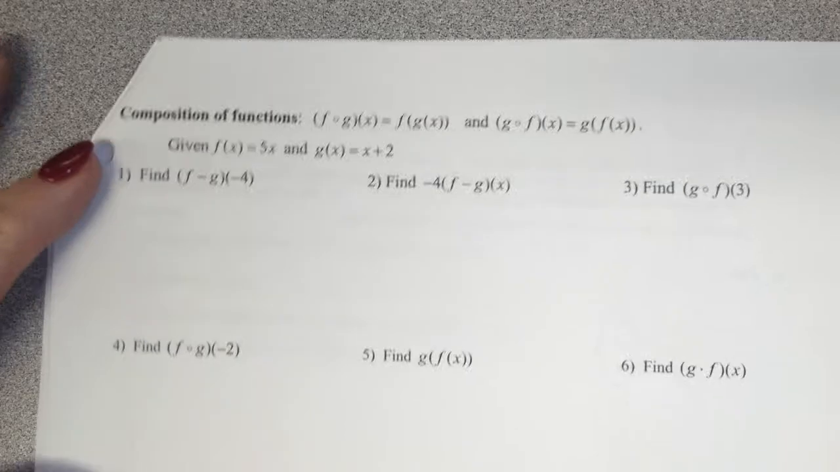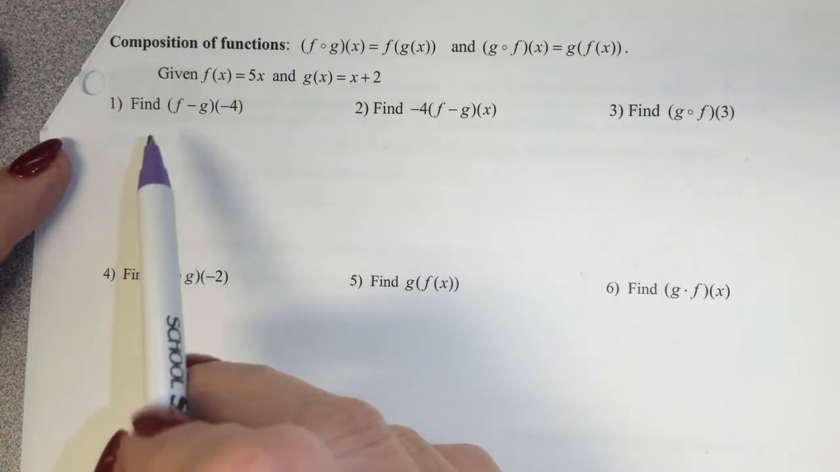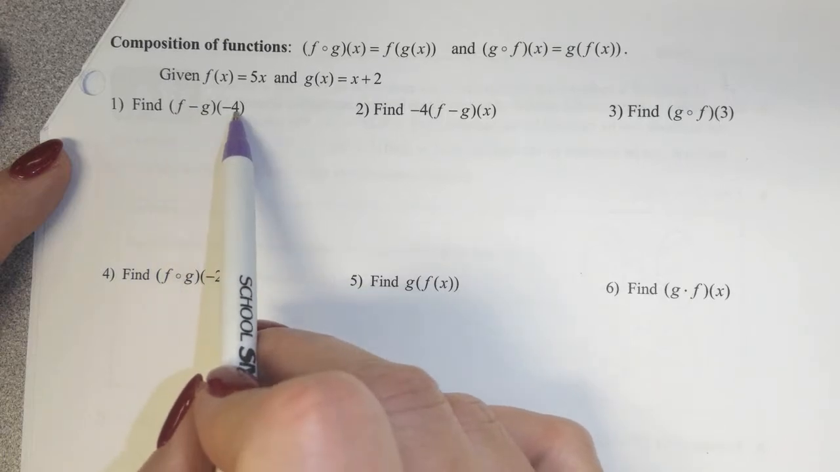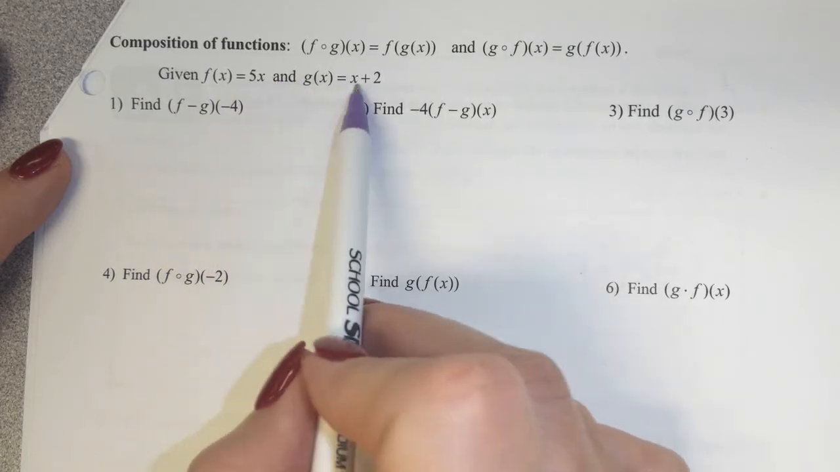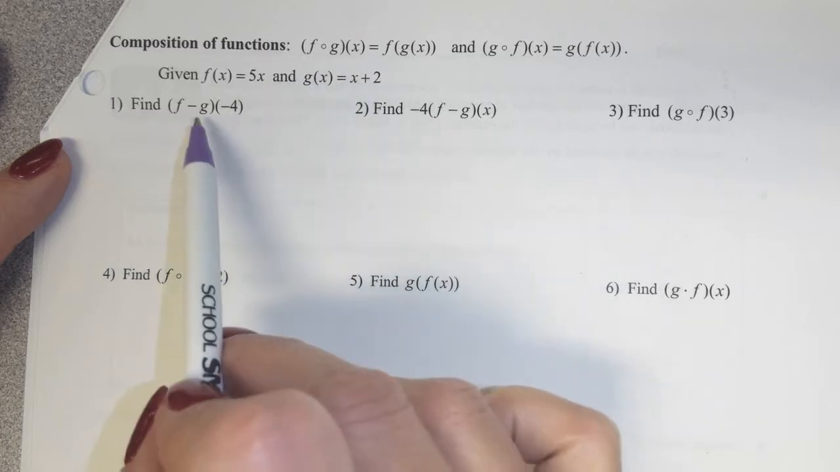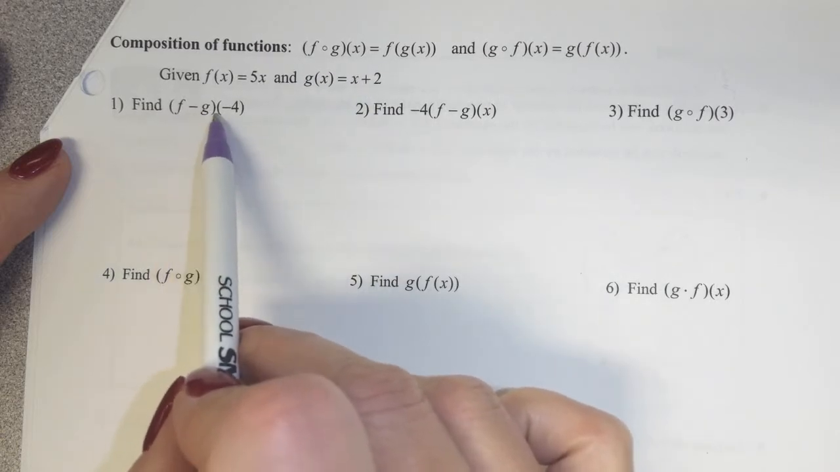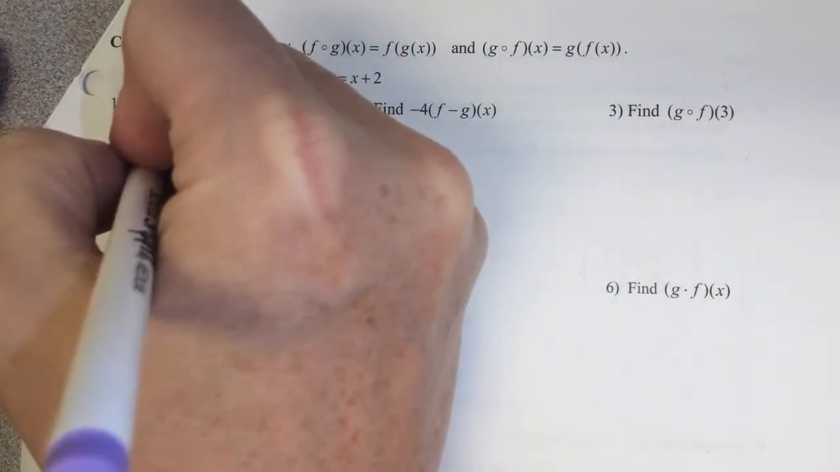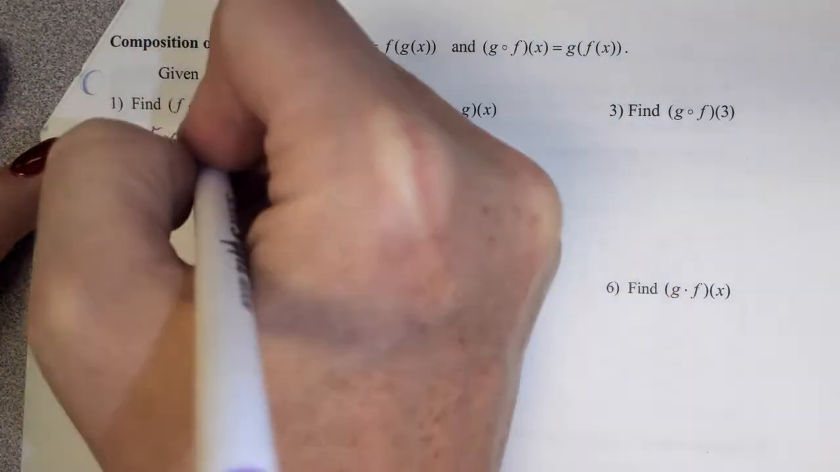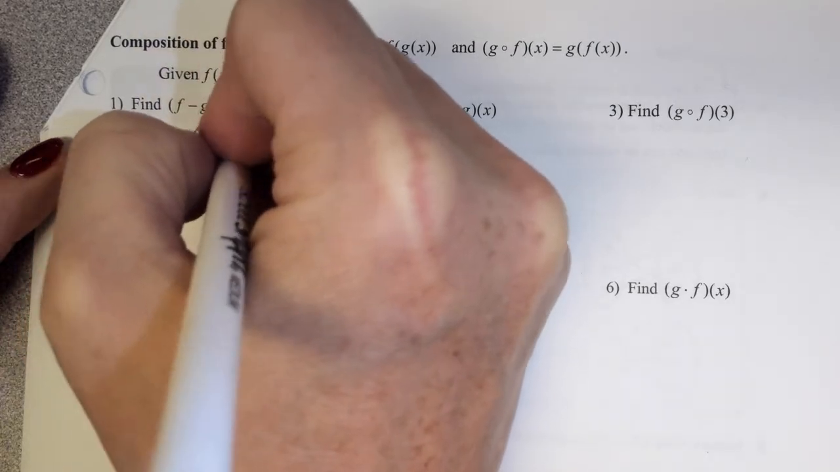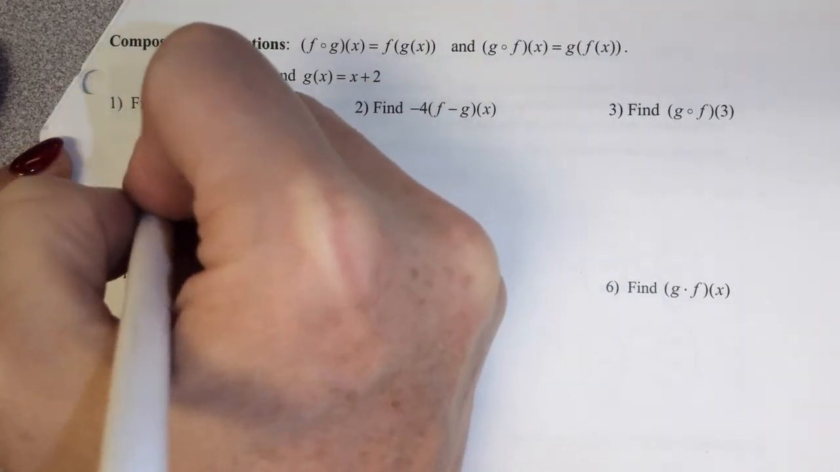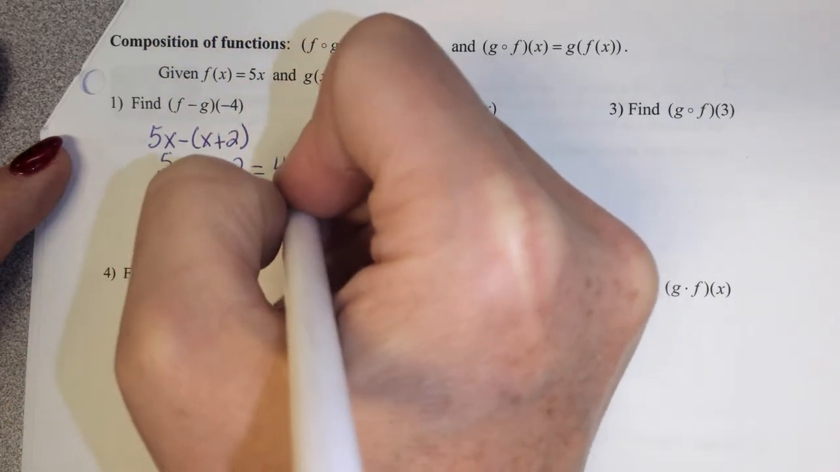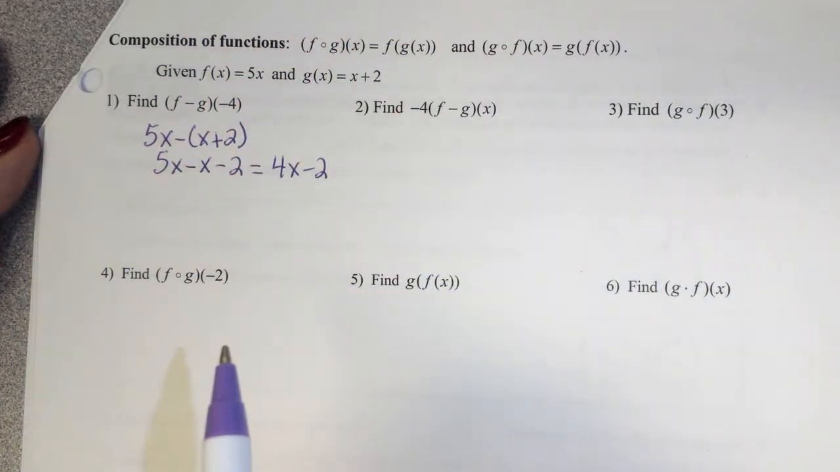All right, let's come over here now. So it says to find f minus g of negative 4. Here are our two functions. So if I'm doing f minus g, I need to subtract these two. So to start with, it's going to be 5x minus x plus 2. That's going to be 5x minus x minus 2. That's 4x minus 2.